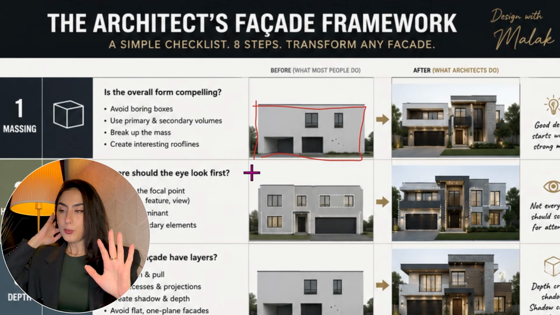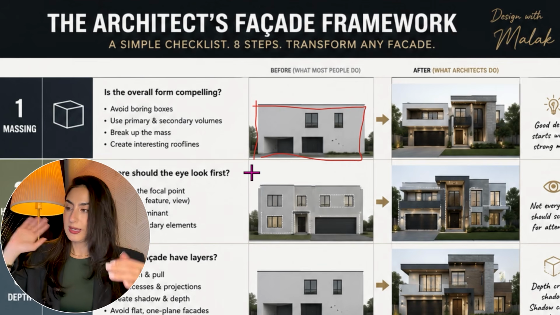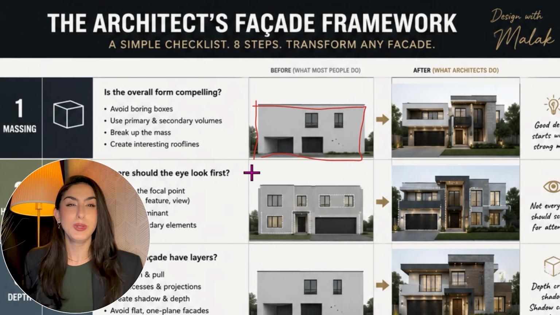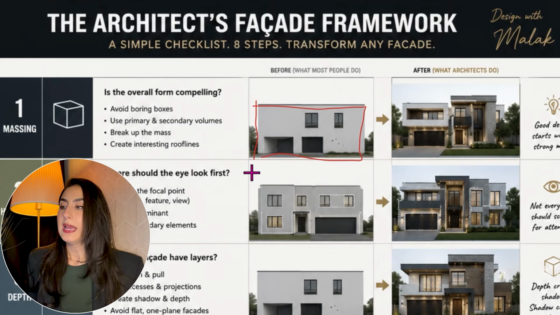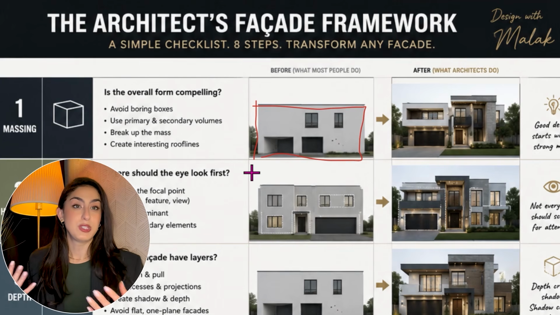Because what happens when the eye is looking at one giant mass is that it's really heavy on the eye. When you look at it, it's so unentertaining. It's very boring. The eye is not excited to keep looking at the facade. So what we want to do instead is avoid that boring box, and start using some primary and some secondary compositions and volumes.